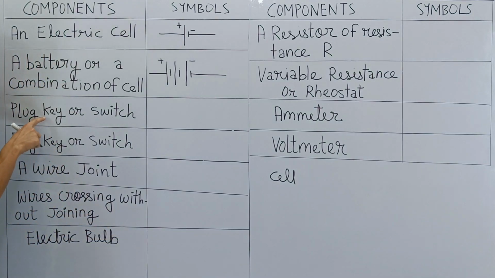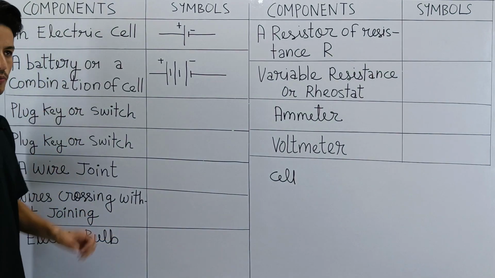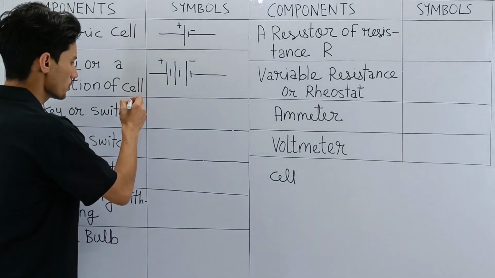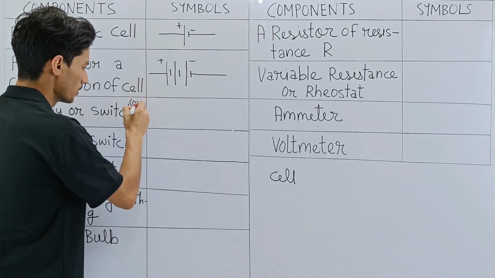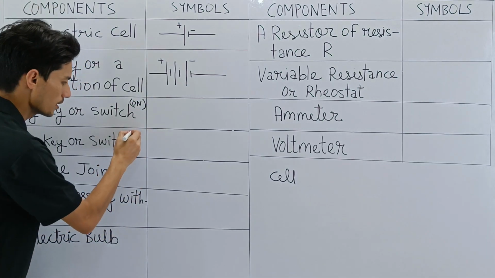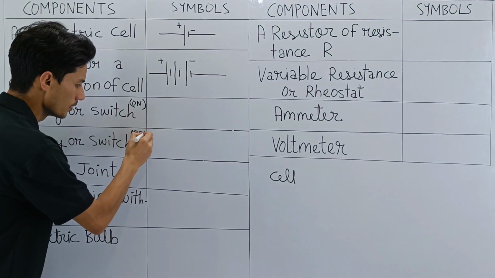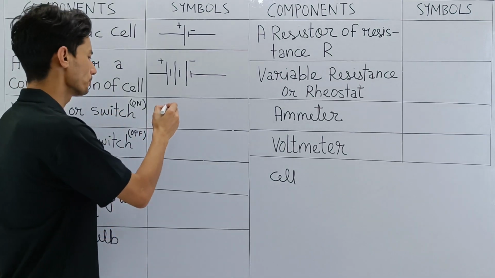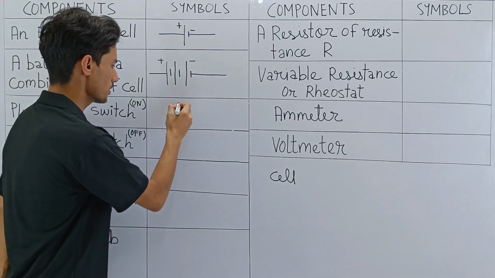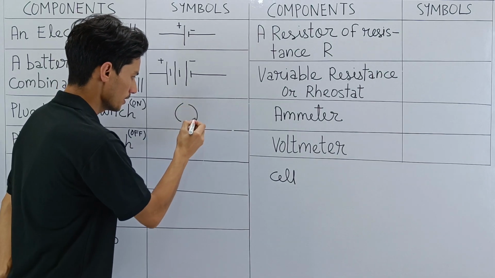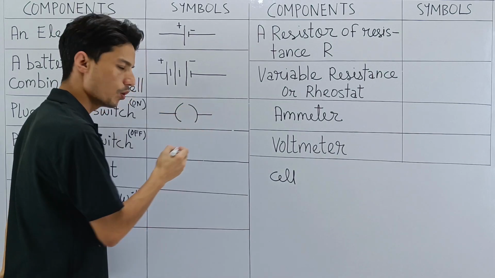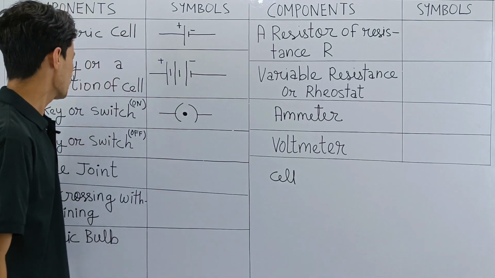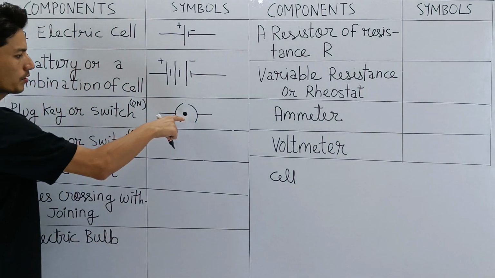Next is plug key or switch. Now there are 2 types of switch, on and off. So we'll start with on, and then let the bottom one be off. Plug key or switch on means there will be a bracket, and there will be wires here. On means the key is inserted. So this black dot is plug key or switch on.